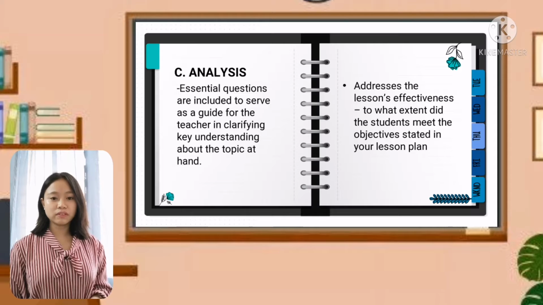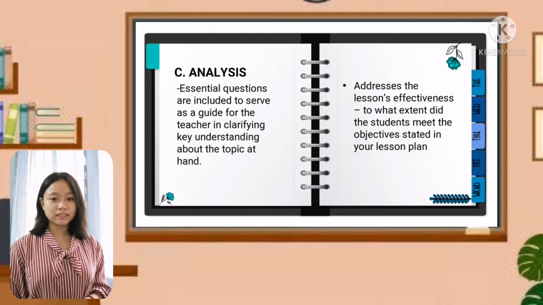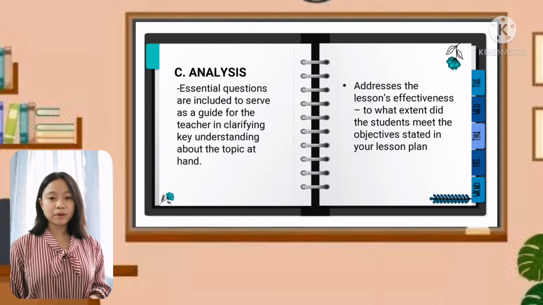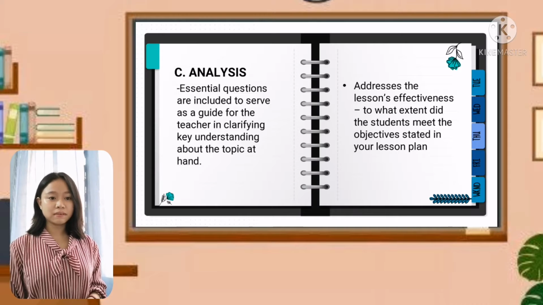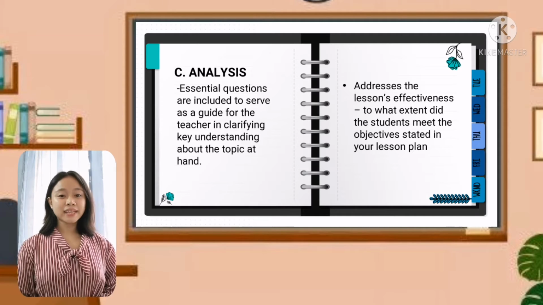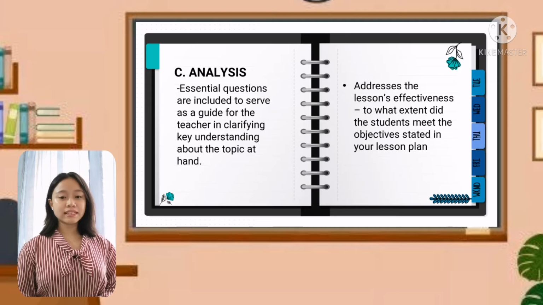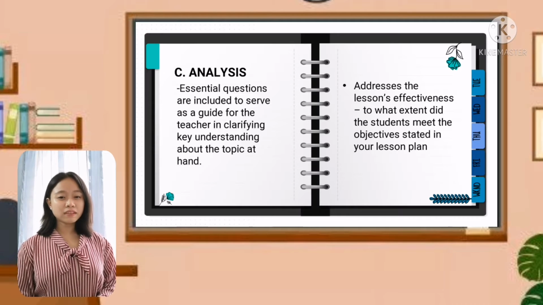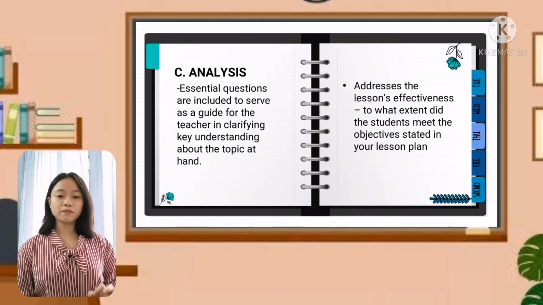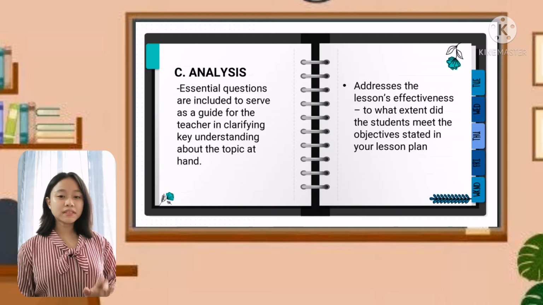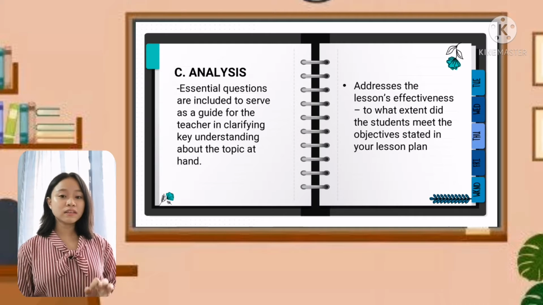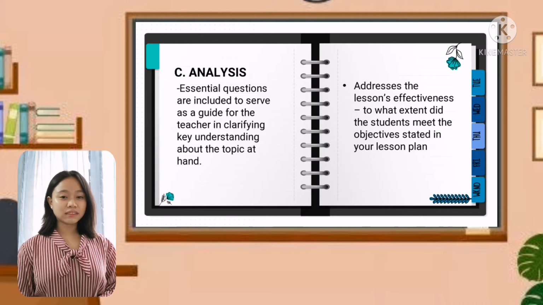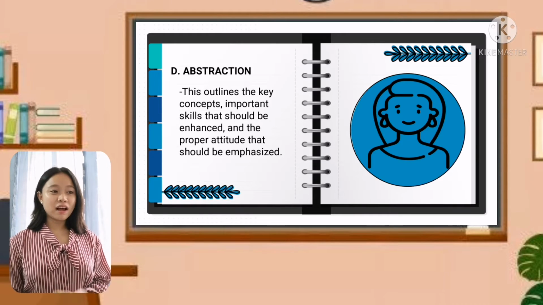Now for the third one, analysis. Essential questions are included to serve as a guide for the teacher in clarifying key understanding about the topic at hand. It addresses the lesson effectiveness. To what extent did the students meet the objectives stated in your lesson plan? In this part, as you already discussed the main topic, you will encourage them to read the presentation that you've shown to them, and afterwards, you will test or question them to see if they really understand and if your lesson is effective.